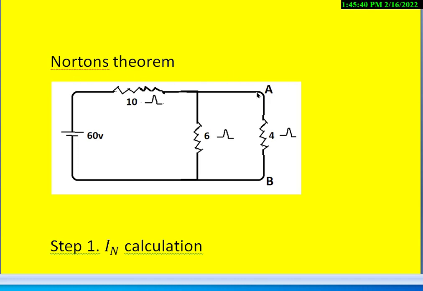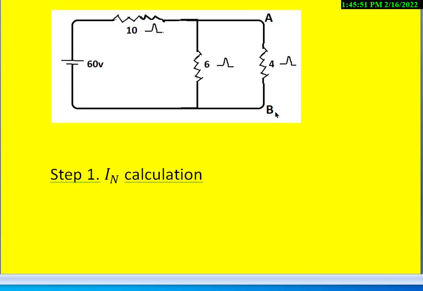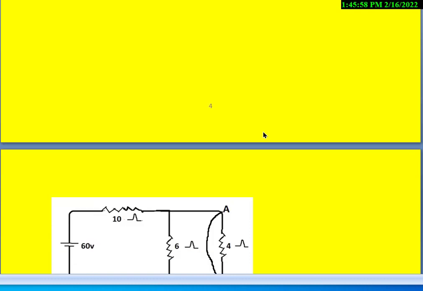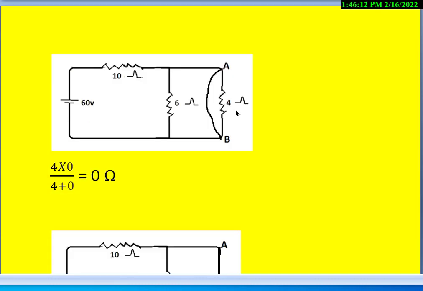So for this, to get the Norton's equivalent circuit, the first step is the current calculation, that is called the Norton's current calculation with respect to the terminals A and B. To get that Norton's current, short circuit the terminals A and B like this. Short circuit wire means it is a zero resistance wire and it is in parallel with the 4 ohms. So the resultant of that will be 0 ohms, means again it will become a short circuit.